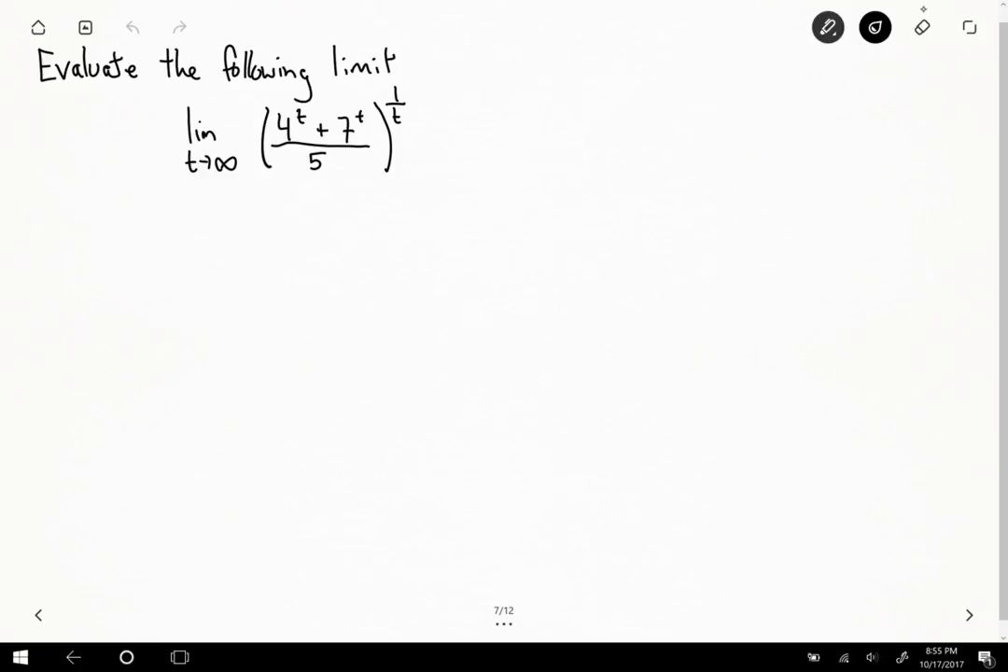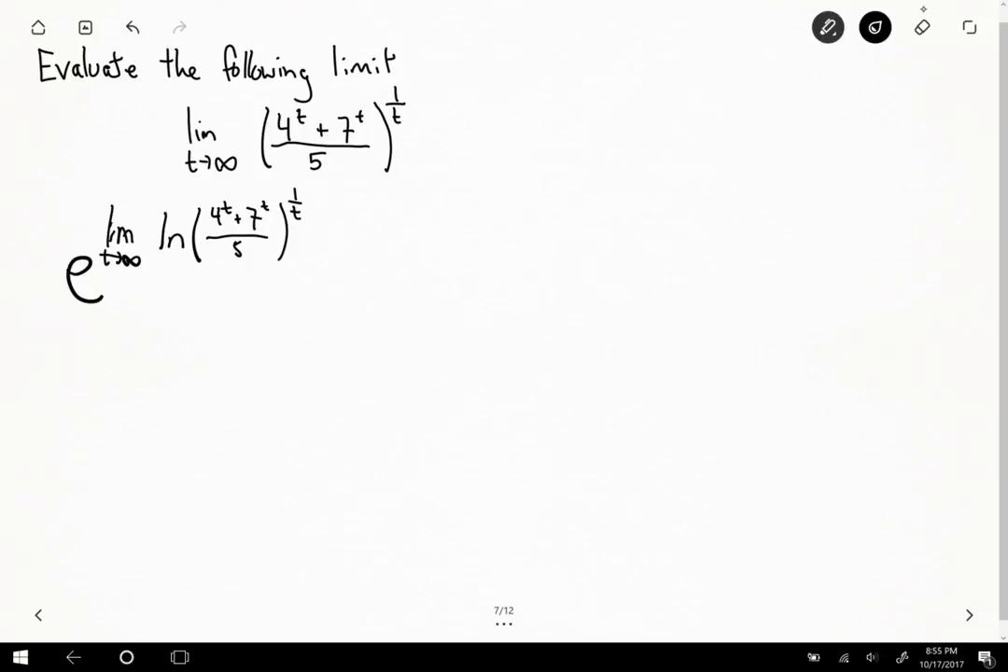In order for us to do some work, we need to use some properties of e's and natural logs. Remember, e and natural logs are inverses of each other. And I'll move the limit, actually. We'll start with the limit as t approaches infinity, because I can move limits anywhere the continuous function exists. So we'll move that, and then we'll have natural log of 4 to the t plus 7 to the t over 5, raised to the 1 over t power.